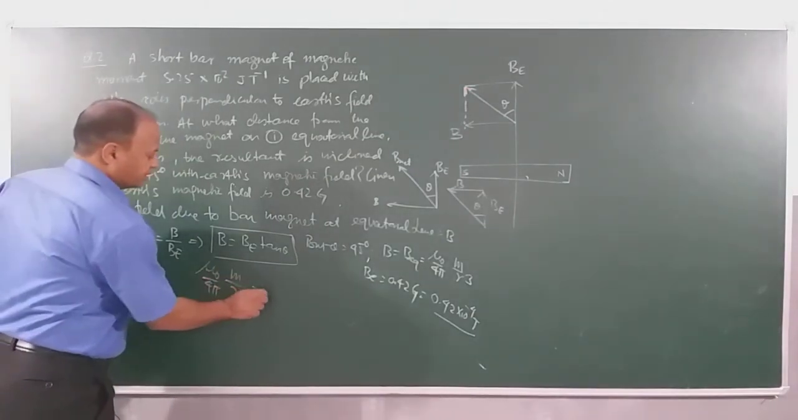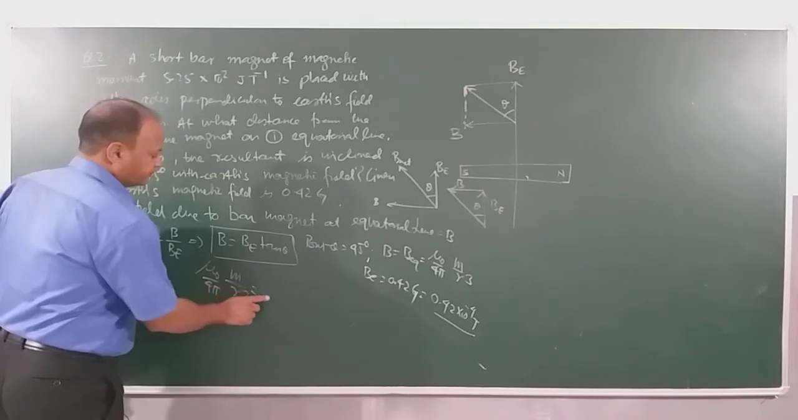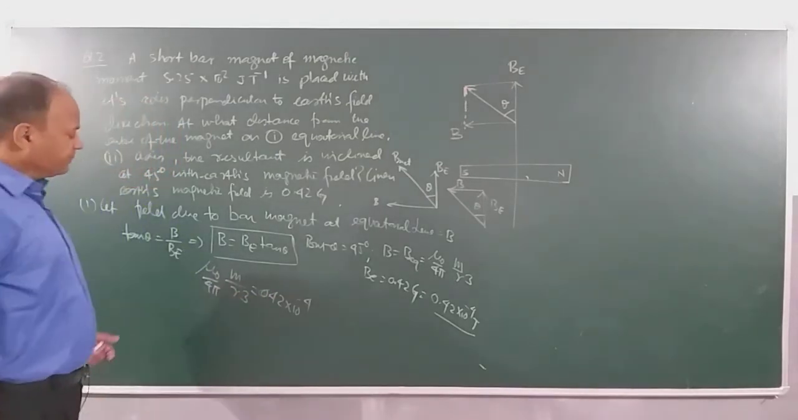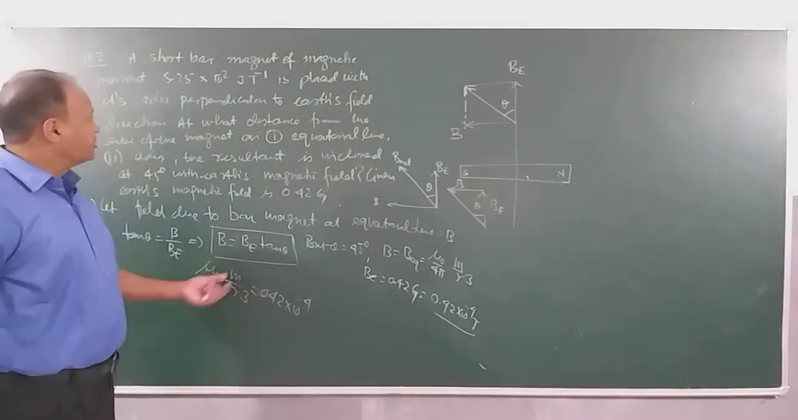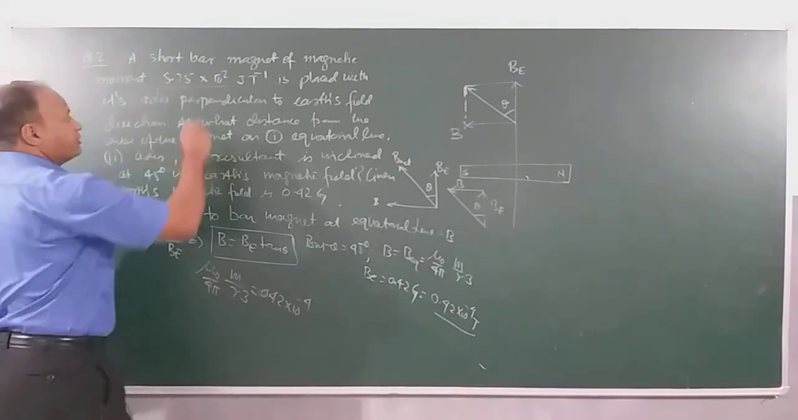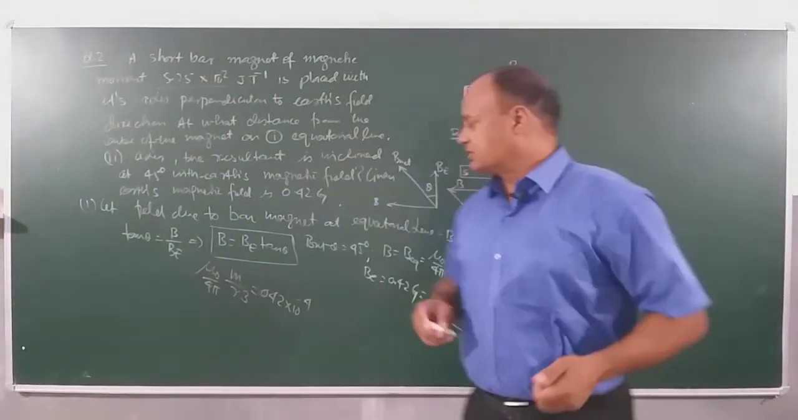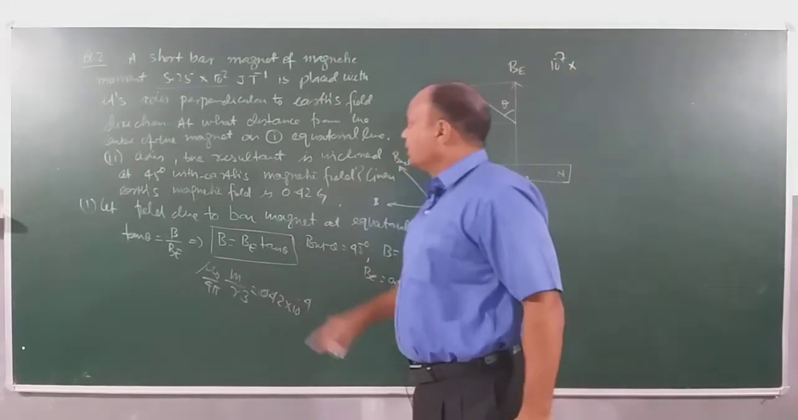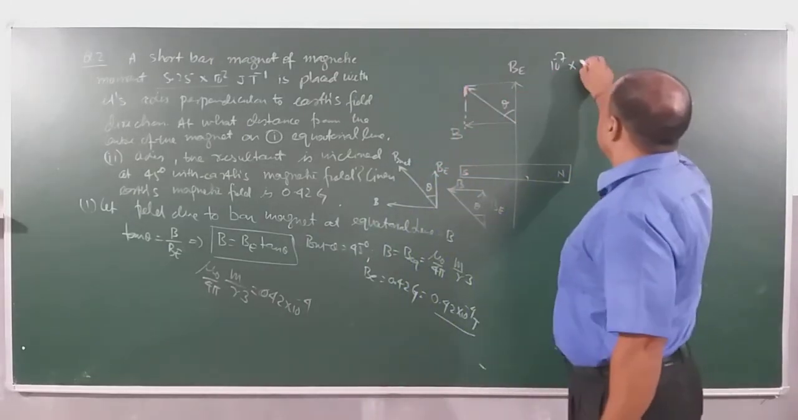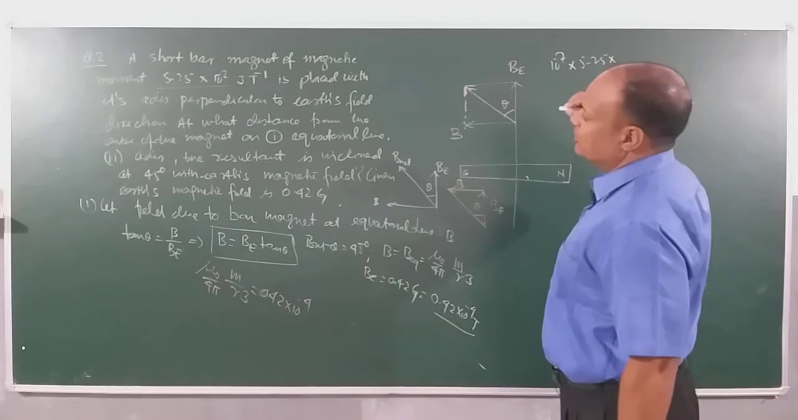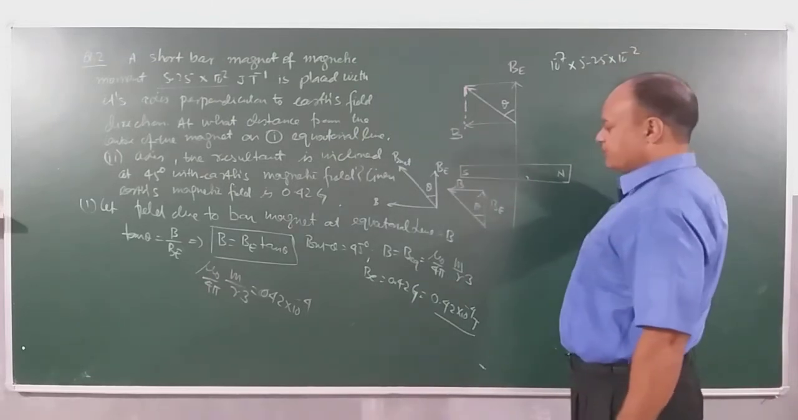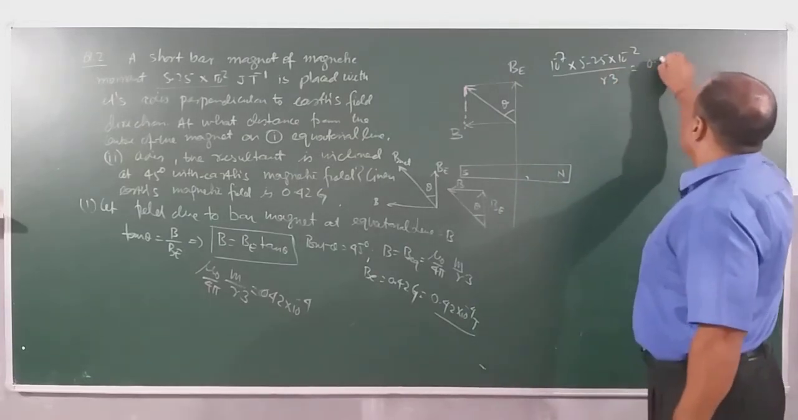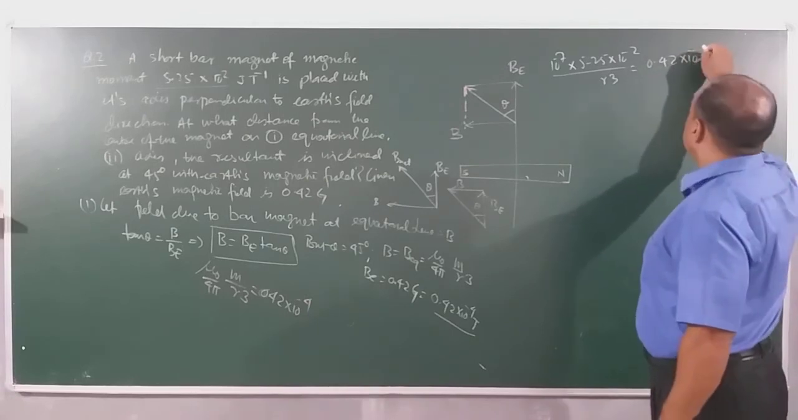So we substitute everything out here. B_H is 0.42 into 10 to the minus 4. So this is a simple equation. I need to solve it for R. M is already given to us, the value of M. We insert all these values. So what do we get, children? Mu naught by 4 pi we know is 10 to the minus 7. M we know, 5.25 into 10 raised to the power minus 2, divided by R cube, equals 0.42 into 10 to the minus 4.